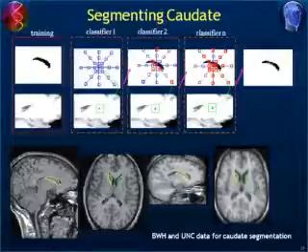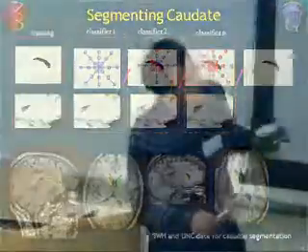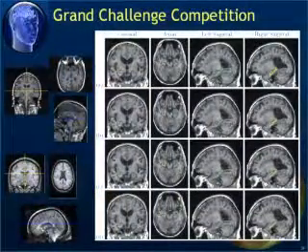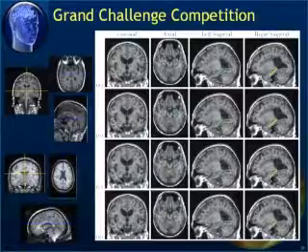So we almost use the identical procedure. The only difference now is that instead of 2D features, you have 3D features. That's it. So this is the task for segmenting the caudate. And this is this grand challenge competition. They have brains from different machines, Siemens, GE. Then they have ground truths. Then they also train and segment.